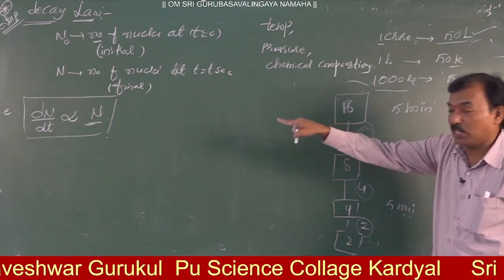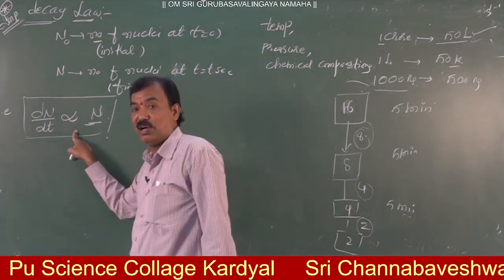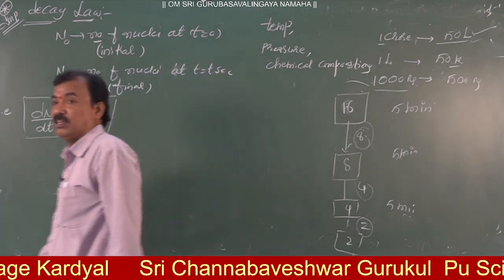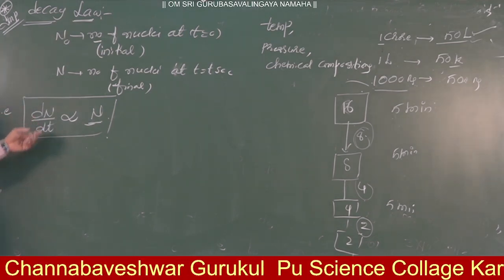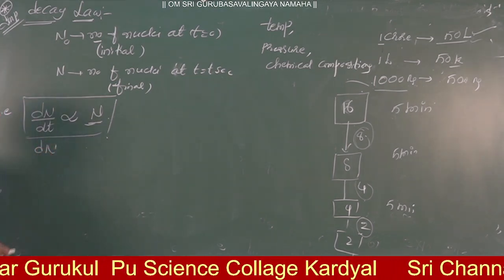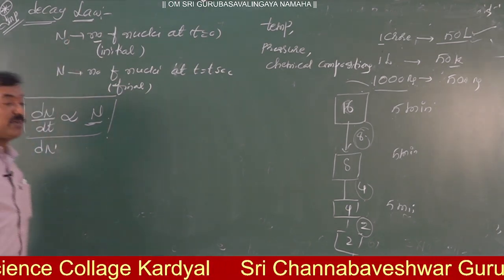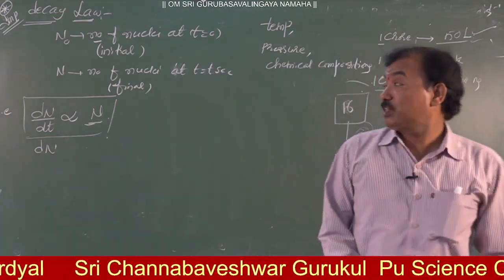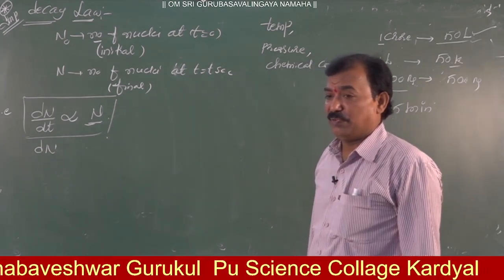The rate of disintegration of the nuclei is directly proportional to the number of nuclei present at that instant. This law is known as the radioactivity decay law. The equation is dN by dt is proportional to N. Here N0 is the number of nuclei at t equal to 0, simply the initial number of nuclei at t equal to 0.